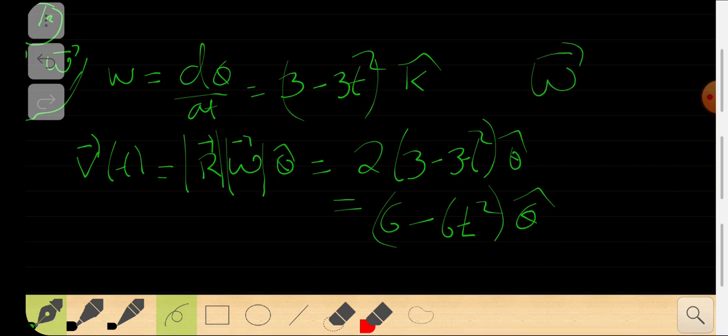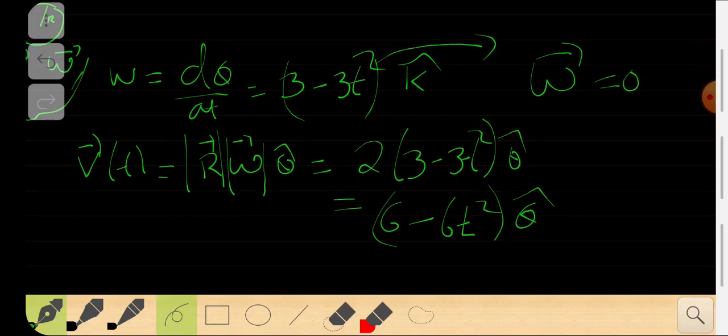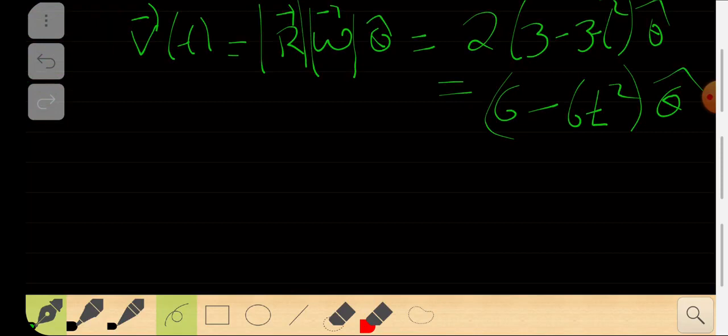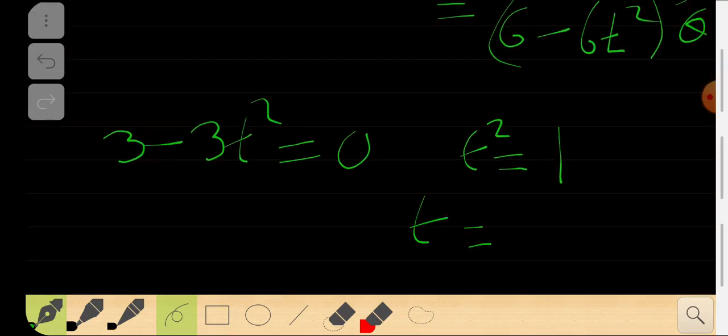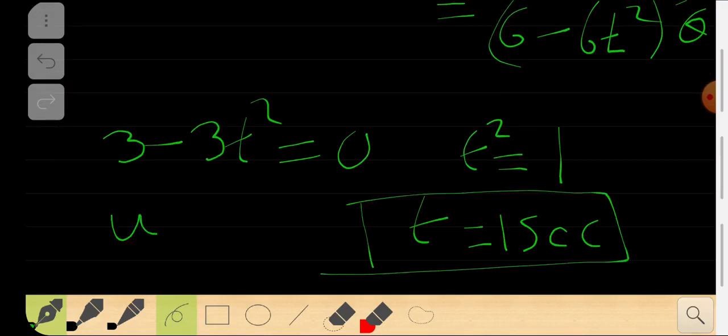Now let's find out at what point omega will be equal to 0. When will the angular velocity be equal to 0? All you have to do is substitute 0 for omega and you get 3 minus 3t square is equal to 0. So t square will be equal to 3 over 3, which is 1. So t is equal to 1 second. So at 1 second the angular velocity will be equal to 0.